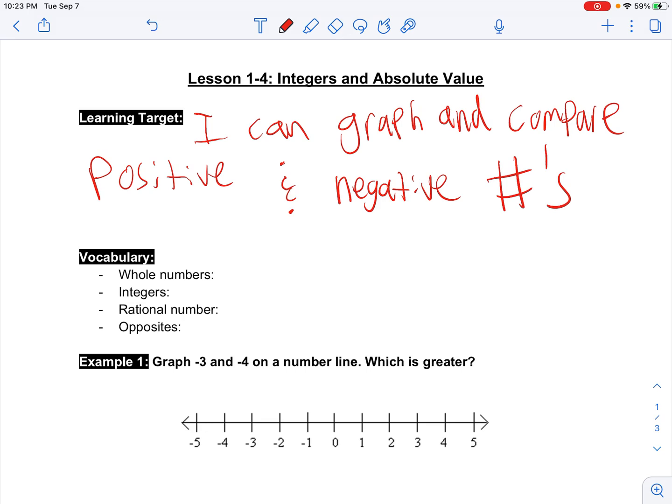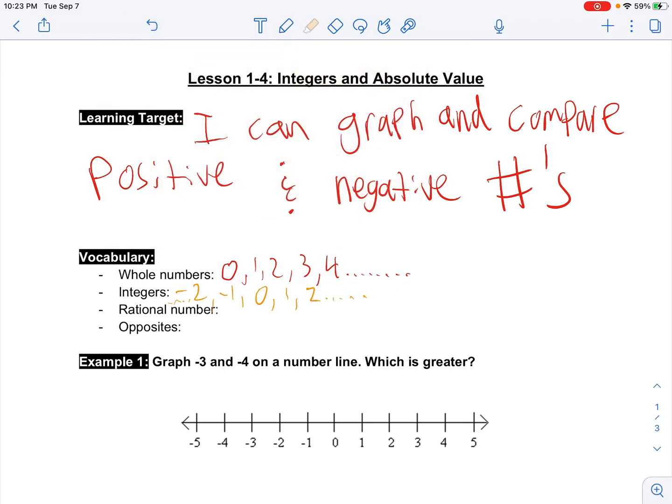All right, so vocabulary. Whole numbers are numbers that are positive, but it also includes 0. So we have 0, 1, 2, 3, 4, and so on. Integers are positive and negative whole numbers. So we can have -2, -1, 0, 1, 2, and so on. Again, this goes both ways. So whole numbers start at 0.